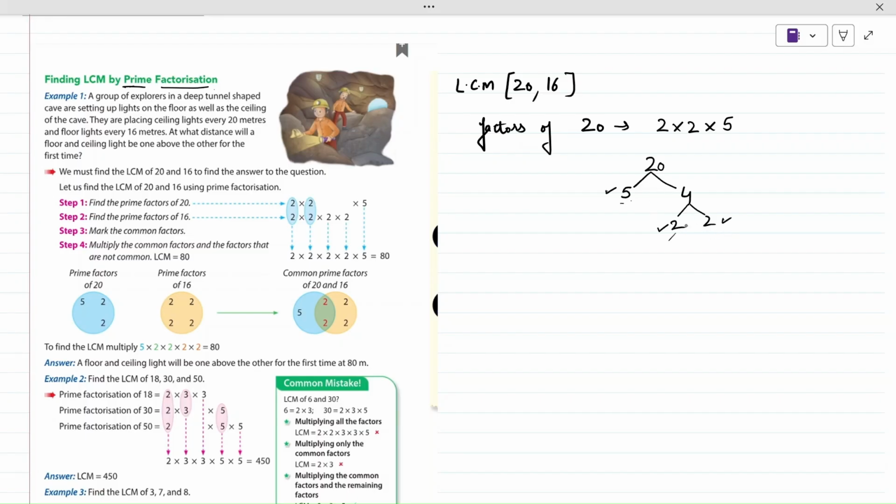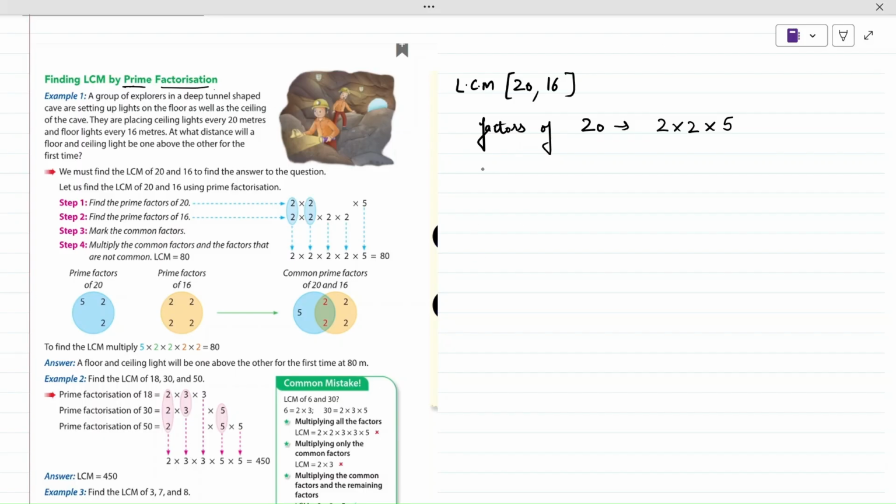So if you see what are the factors using this method, we will get 5, we will get this 2, and we will get this 2. Okay, so same factors we have written over here. This is called the prime factorization method, where we have to find the factors till we reach the prime numbers. Same thing we are doing here. Factors of 20 is 2 into 2 into 5. All the numbers are prime. They cannot be further drilled down.